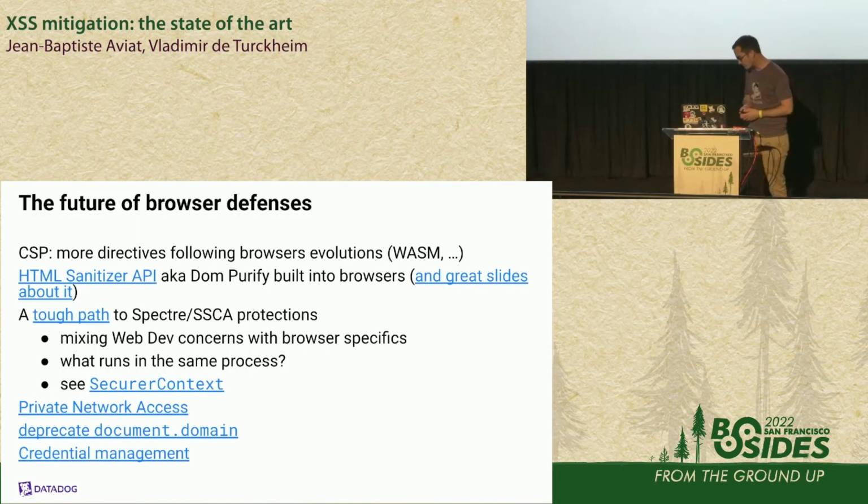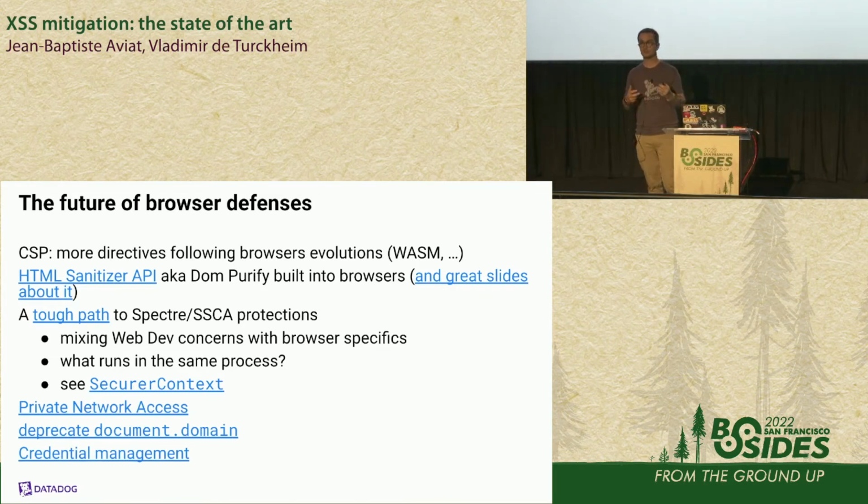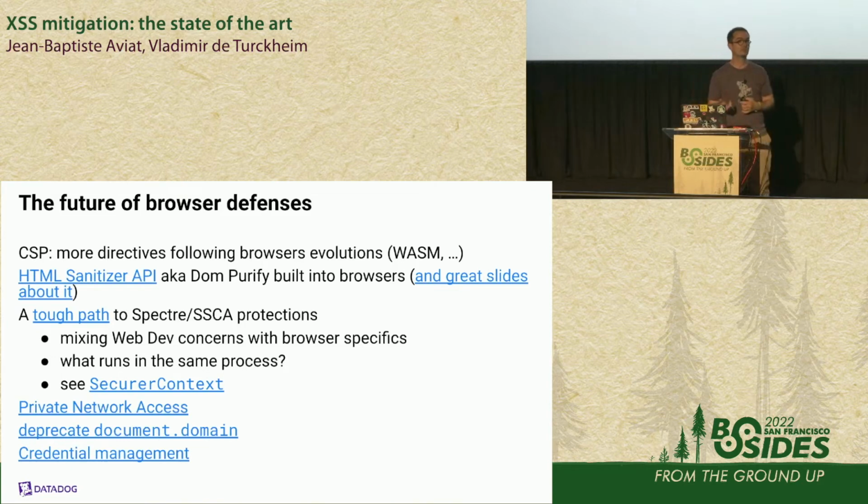So just a word on the future of browser defenses. We talked about what's available today, or mostly available today. Content Security Policy continues to evolve. The most common kind of evolution is that it follows the browser's evolution, you know, with worker scripts, with WASM, and all of these things are able to be expressed in a policy, so you can restrict them accordingly.